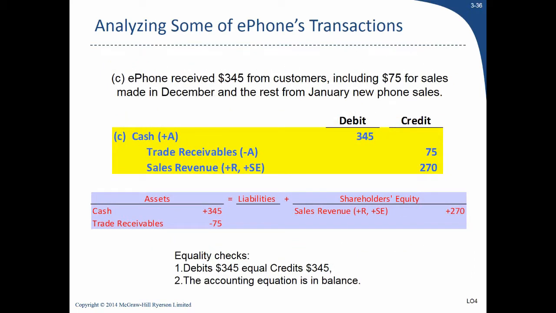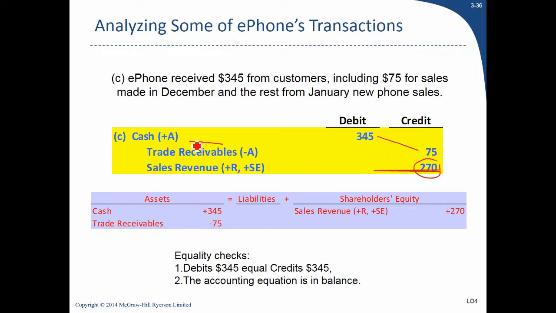ePhone received $345 from customers. So let's say we received a bunch of checks in the mail. $75 was for sales that we made in December, and the rest was January new phone sales. What we're actually doing here is we only sold 270. How do we come up with that number? The difference between 345 and 75.